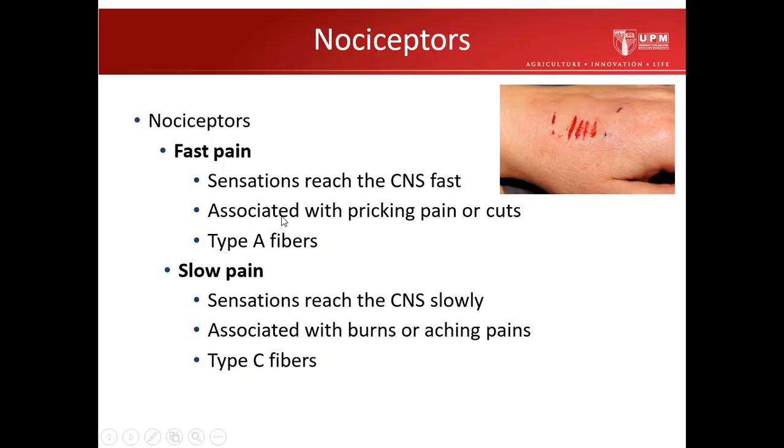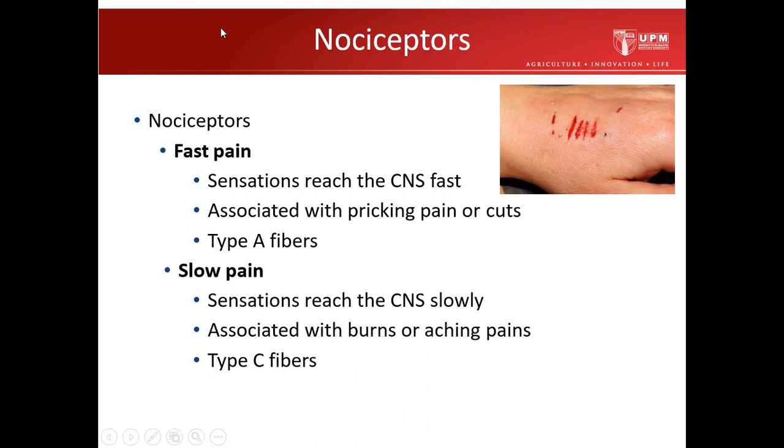There are two basic types of pain. One is fast pain, second one is slow pain. The myelinated type A fibers carry the sensations of fast pain. This sensation reaches the central nervous system very quickly, and they often trigger somatic reflexes. Fast pain is usually associated with deep cuts or pricking pain.